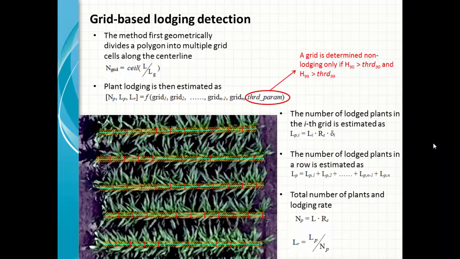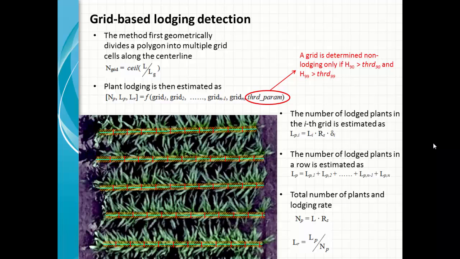And this is our core part for grid-based lodging detection. I'm not going to expand too much because this is too much math. But in a nutshell, we have a few steps. The first is to geometrically divide a polygon into multiple grid cells along the center line. And the second is our core method to determine the crop lodging.